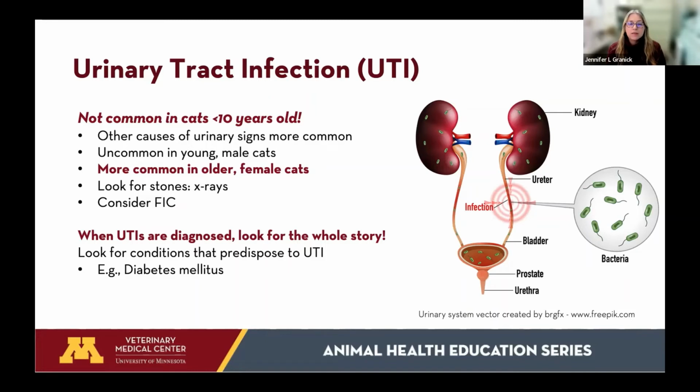So in female cats, infections are more common, and particularly when they get older. But if you have a young cat, the first thing that we should probably be looking for are things like stones, so doing x-rays of the bladder and considering whether or not there's any environmental changes that we need to implement, or dietary changes we need to implement if we suspect a cat has feline idiopathic cystitis.